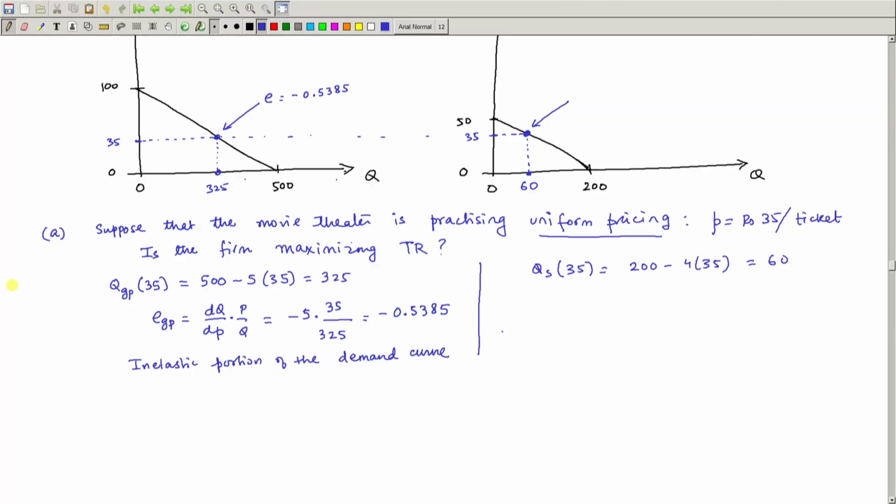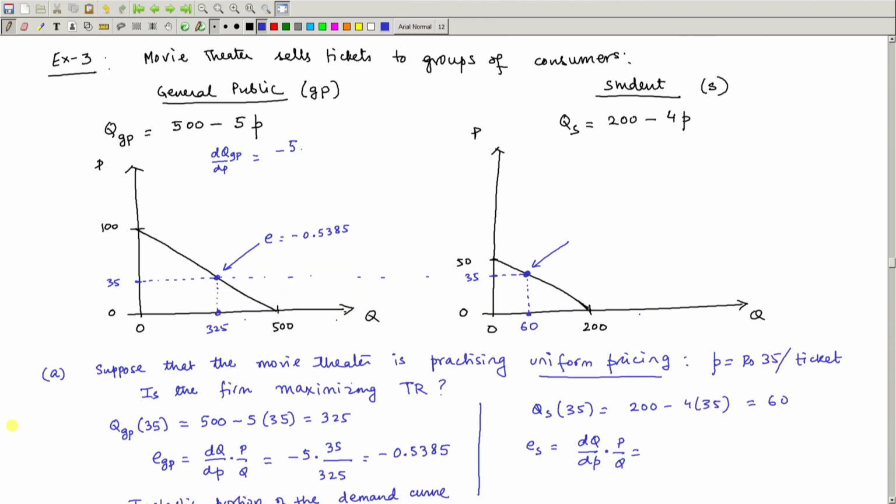Let us compute the price elasticity for the student group. So, that is again going to be dQs/dP times P/Q. Now, notice the demand curve here is 200 minus 4 times P.